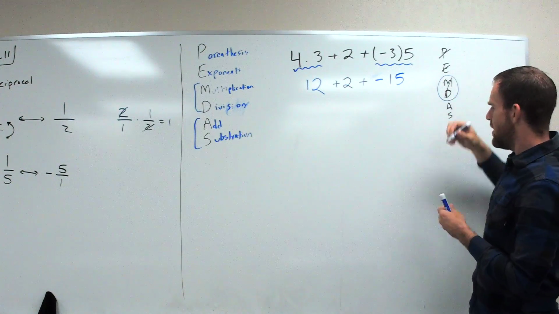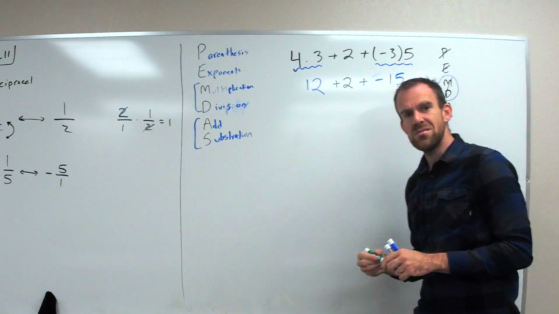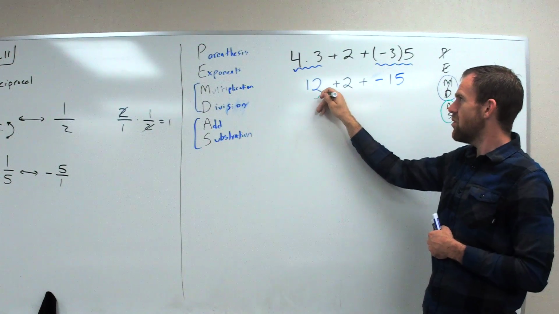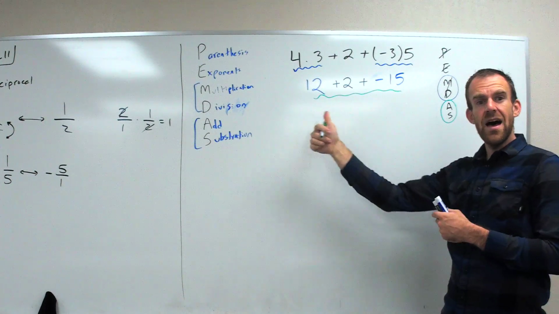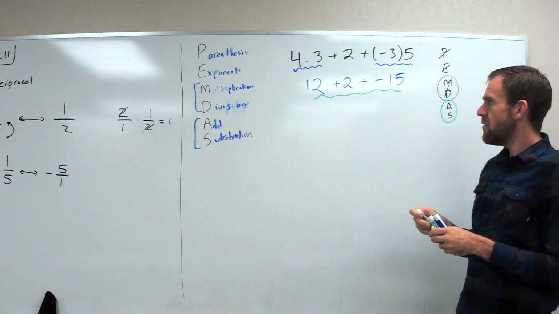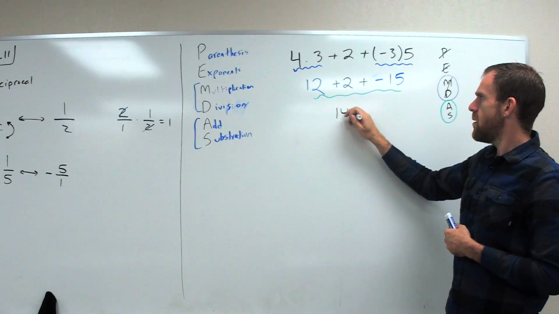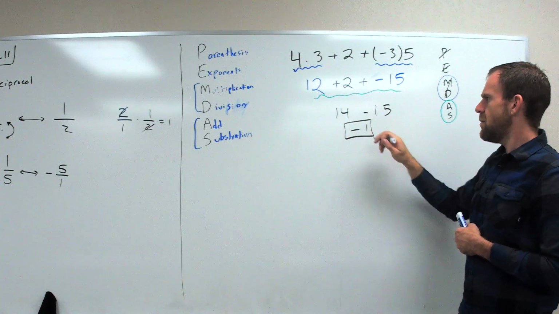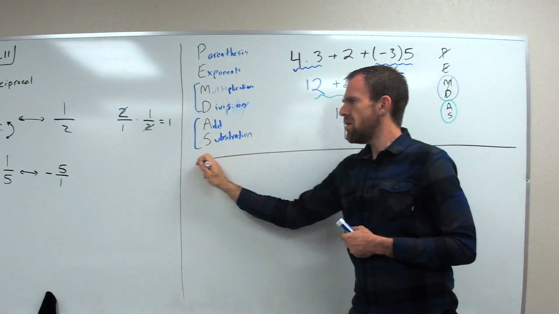Now that I've multiplied and divided, there was no division. That's done. Now I'm going to do addition and subtraction. What am I going to add and subtract? Well, the whole thing. From left to right. So 12 plus 2 is 14 minus 15 is negative 1. Boxing my answer. Let's do another one.